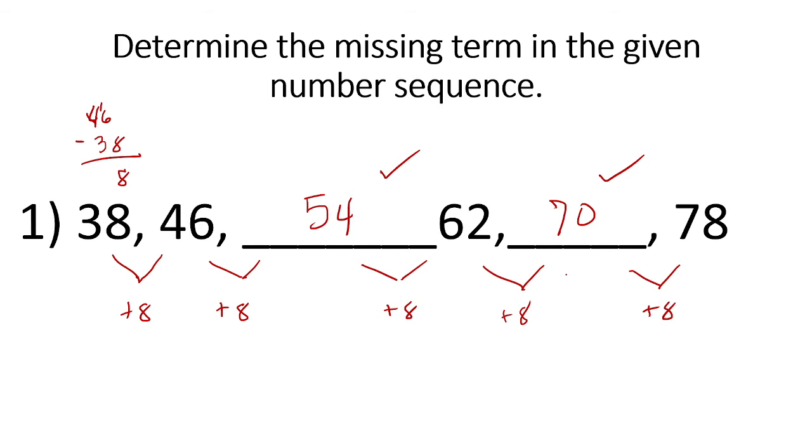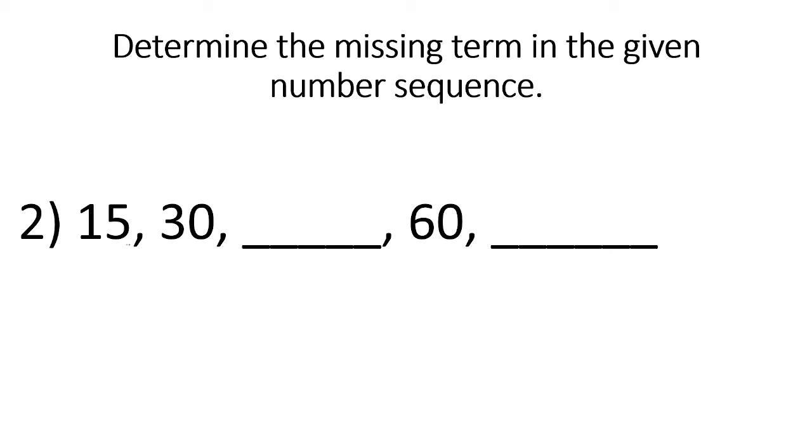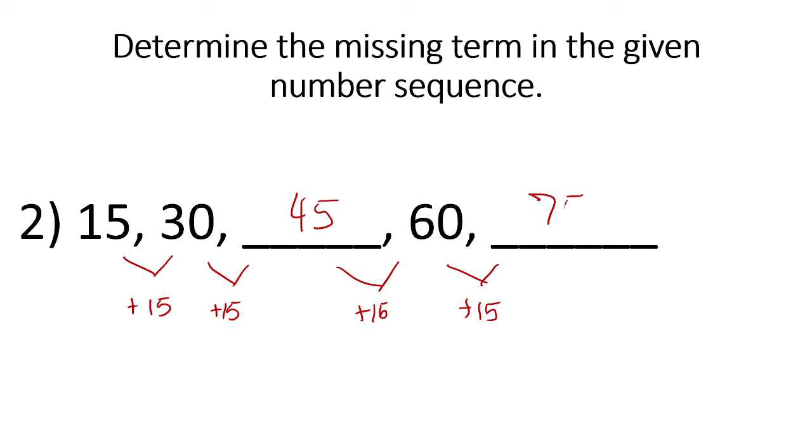Okay, number 2. Meron tayong 15 and 30. Obviously, ang pagitan nila ay 15, dahil 15 plus 15 ay 30. So, 30 plus 15 is 45. And then plus 15 is 60. And then plus 15 is 75.